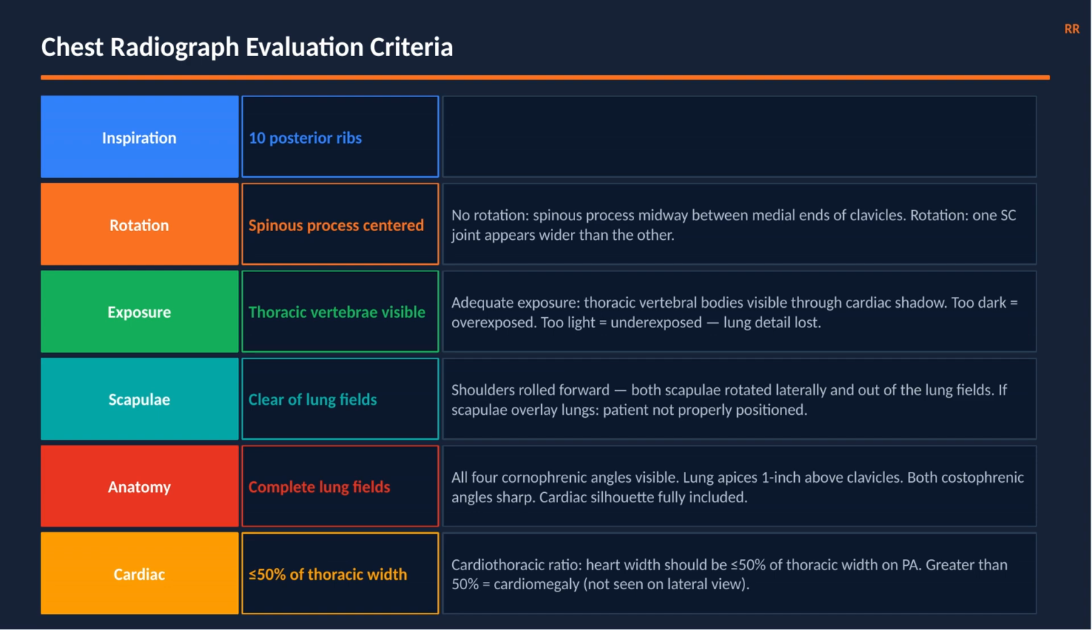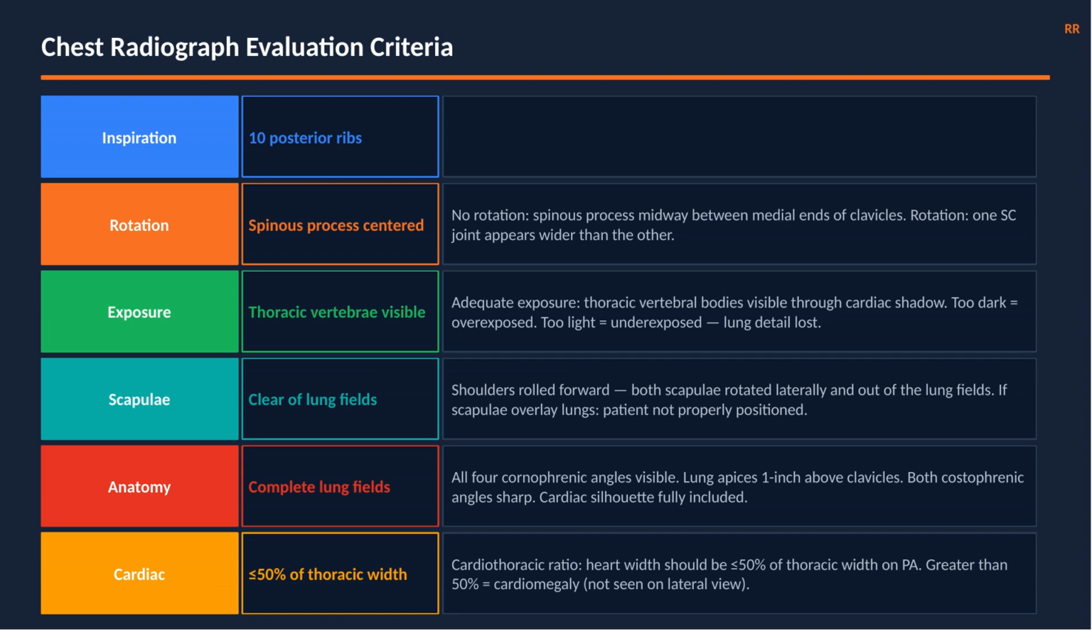Rotation. The spinous process must be centered midway between the medial ends of both clavicles. If one sternoclavicular joint appears wider than the other, the patient is rotated. Exposure adequacy. Thoracic vertebral bodies should be visible through the cardiac shadow. If the spine is not visible through the heart, the image is underexposed. Too dark, overexposed.